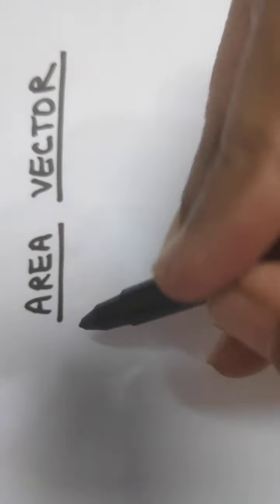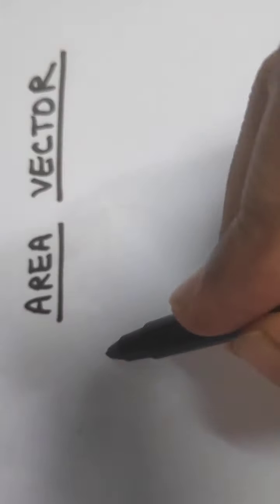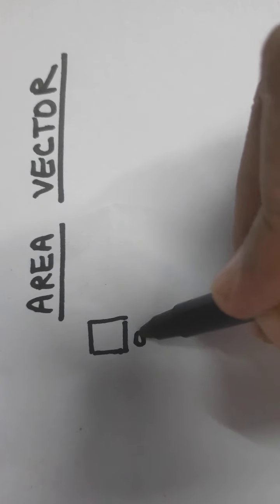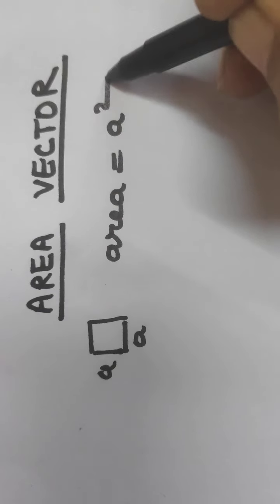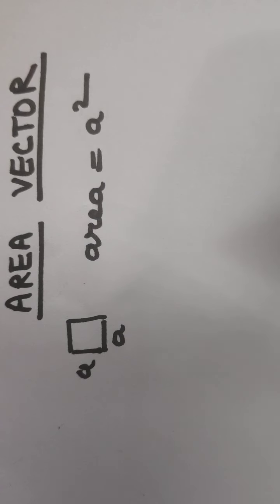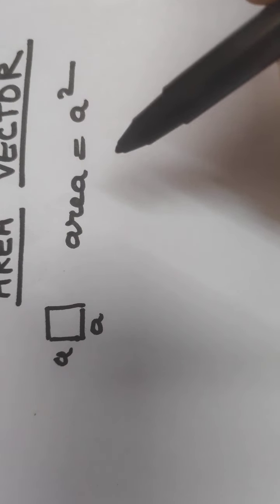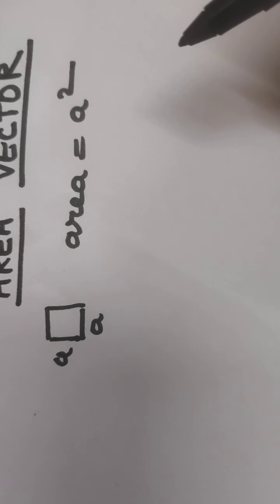Students, we know area is a scalar quantity, but in some problems it is treated as a vector quantity. We know simply that area is taken, suppose this is a square, so we take the area of a square, and similarly for a circle we take pi r square. But when in some problems we consider area as a vector, the area vector is represented by an arrow drawn perpendicular to the surface.